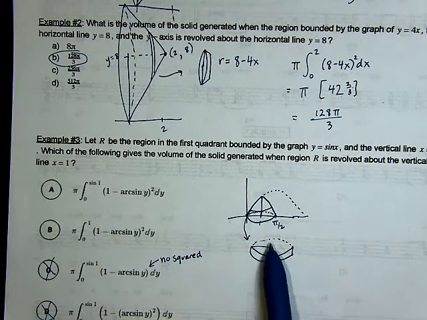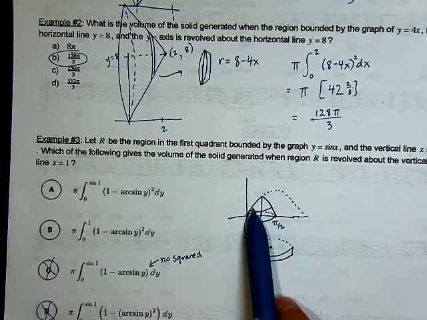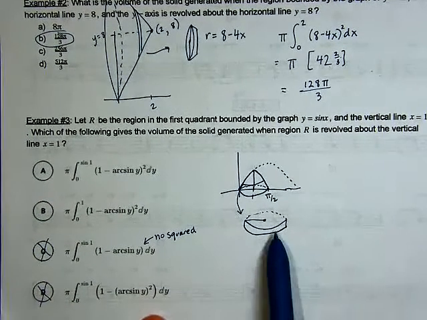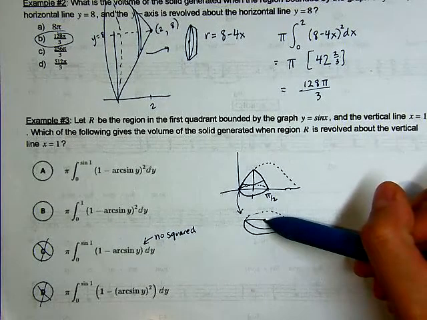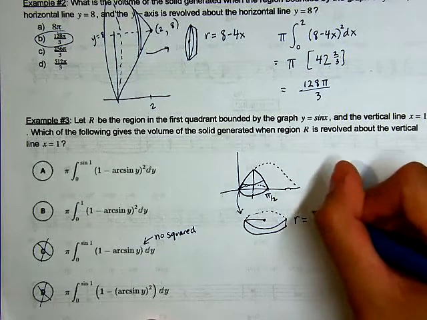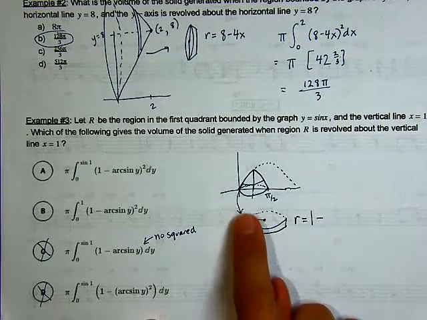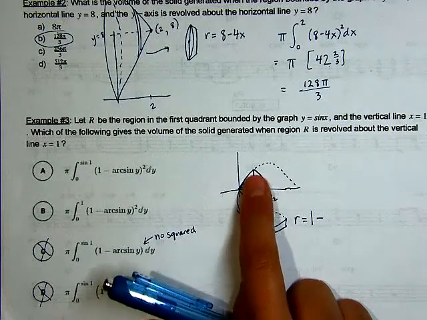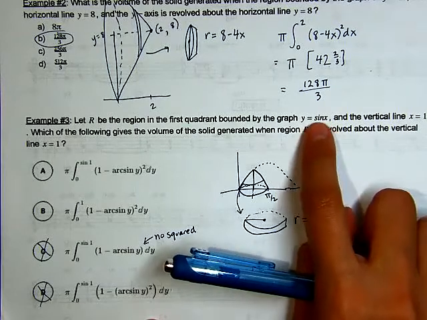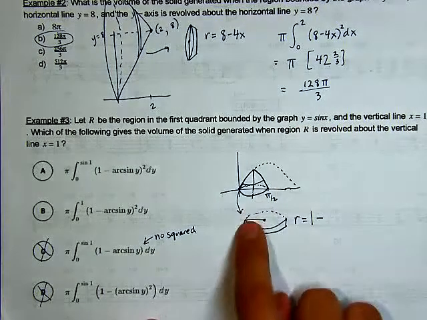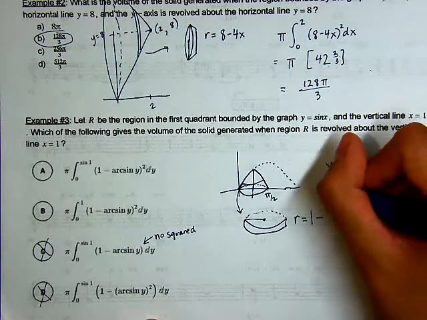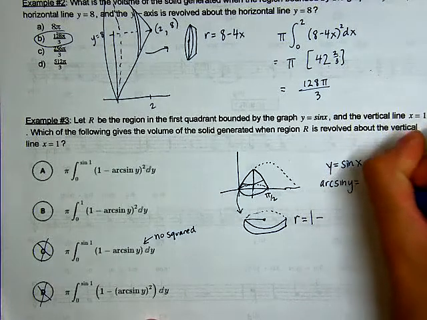So if we draw our disk, so it's like we cut a slice from this solid 3D object, we have this disk. The center of my disk would have been that line x equals 1. And the outside of my disk is sine x. However, because I need to find everything with respect to y, I need to solve for x. So take the arcsine of both sides to get x by itself.